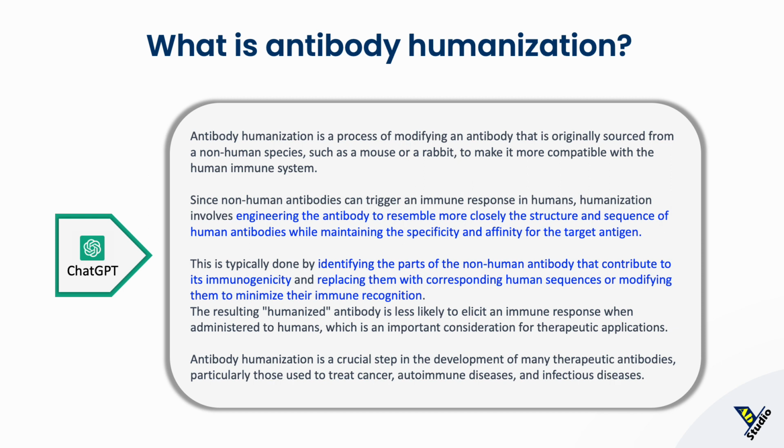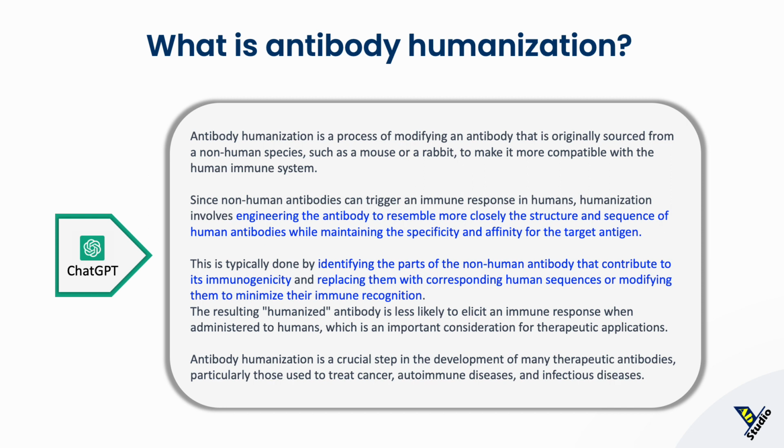Before I introduce the antibody humanization process at AB Studio, first I want to explain the concept of antibody humanization. When we ask ChatGPT, what is antibody humanization, here is ChatGPT's answer. Antibody humanization is a process of modifying an antibody that is originally sourced from a non-human species, such as a mouse or a rabbit, to make it more compatible with the human immune system. Since non-human antibodies can trigger an immune response in humans, humanization involves engineering the antibody to resemble more closely the structure and sequence of human antibodies while maintaining the specificity and affinity for the target antigen.